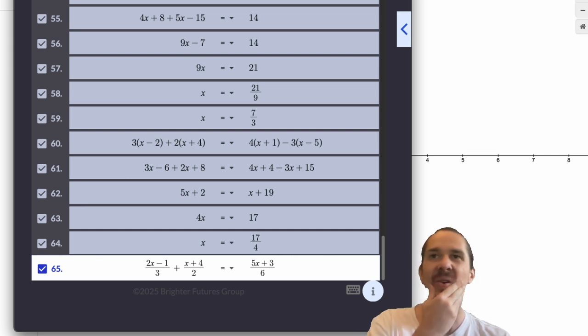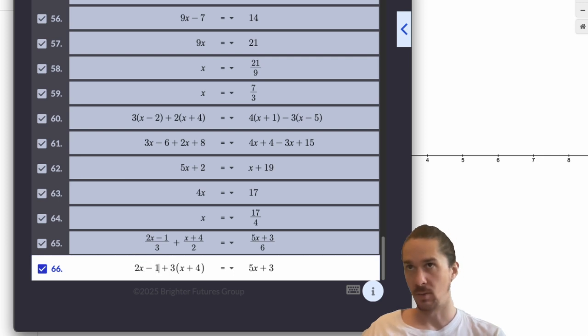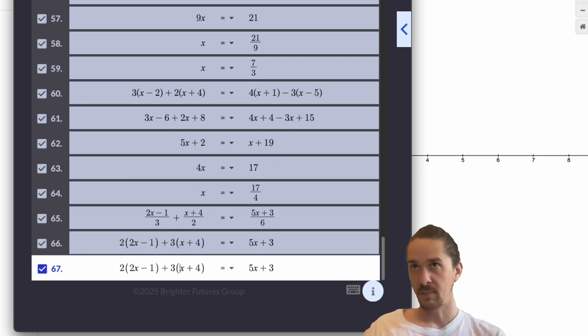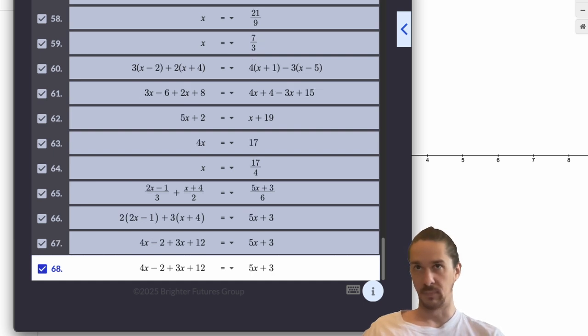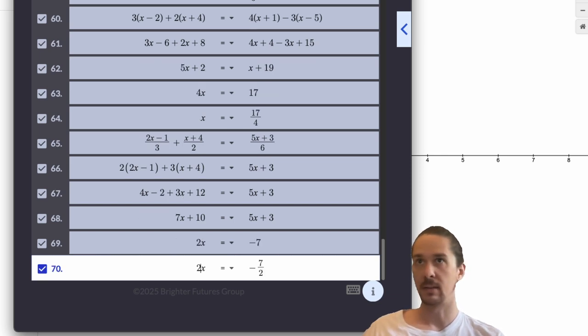Okay, last one. What's the lowest common multiple of 3, 2, and 6? Well, that is 6, which is nice. On this side, we now have no fraction, nothing to worry about. Over here, we're going to have a 3 there, and over here, we're going to have a 2 there. Expanding our brackets, that's 3x plus 12. This is going to become 4x minus 2. Collecting our like terms, we have 7x plus 10 equals 5x plus 3. So we can make that 2x is negative 7, which means that x is negative 7 over 2.